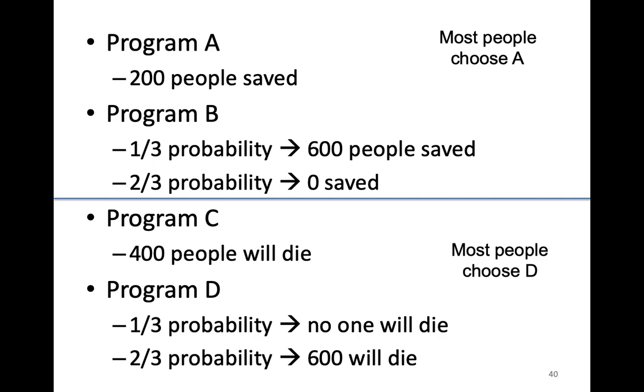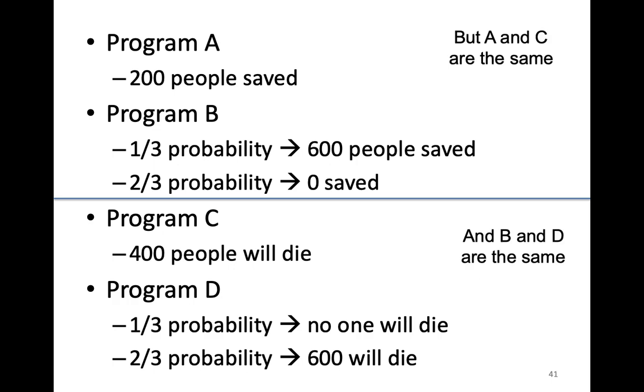So when this problem is studied, results indicate that given the choice between Program A and Program B, most people choose A. And that when given the choice between Program C and Program D, most people choose D. But here's the thing. A and C are actually the same. That is, if there's 600 people, saving 200 means that 400 will die. And if 400 die, that means that 200 will be saved. So A and C are identical.